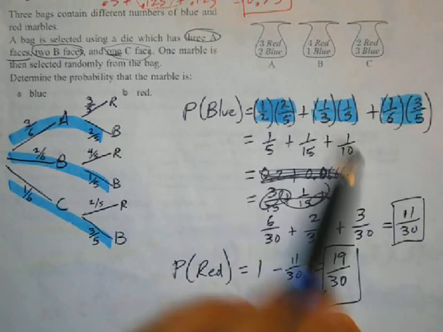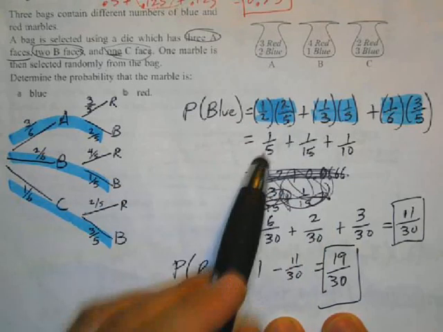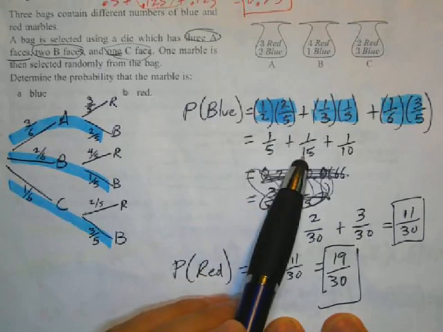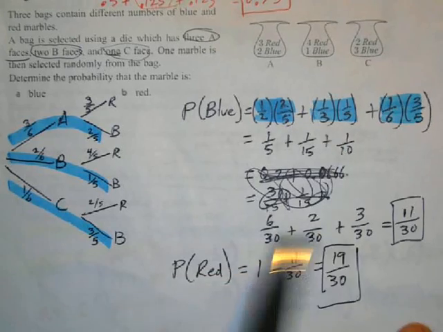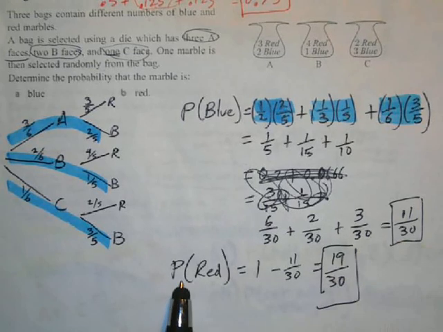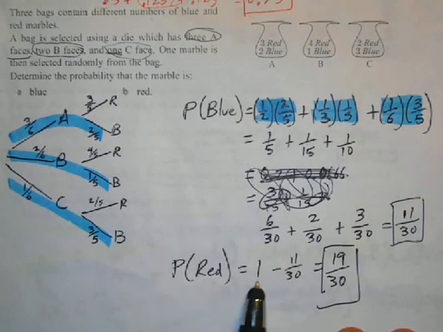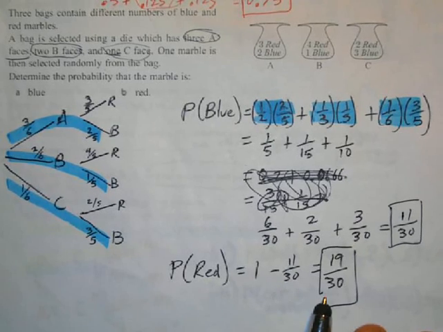Then we have to get a common denominator. So 30 is the common denominator. So 1/5 becomes 6 over 30, 1/15 becomes 2 over 30, and 1/10 becomes 3 over 30. We add these together, and that's the probability of getting blue. Now, you could have done the same thing for getting red, or you could simply say, hey, if it's not blue, it's going to be red, isn't it? So I could do 100% minus 11/30, and I'm going to get 19/30. Once again, you can hit pause and replay and watch this over and over to hear this again.